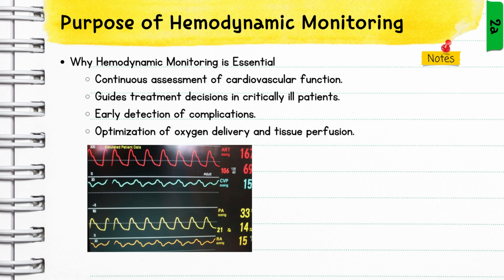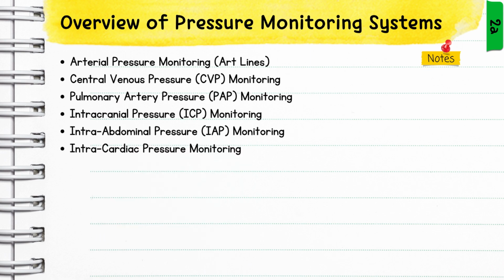Okay, so moving on. In critical care, we use a variety of pressure monitoring systems to gather detailed information about different aspects of our patient's cardiovascular and neurological function. Each system has a specific purpose and provides crucial data that helps us guide treatment decisions, determine what we're going to do first, second, fourth, and helps us with prioritization. So we're going to go over a few of these in more detail.